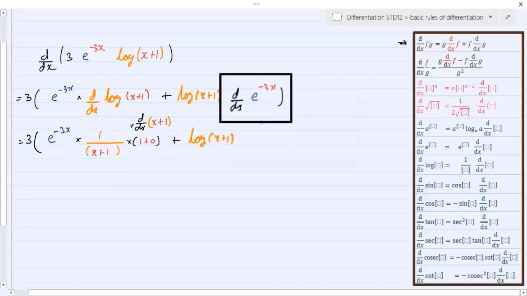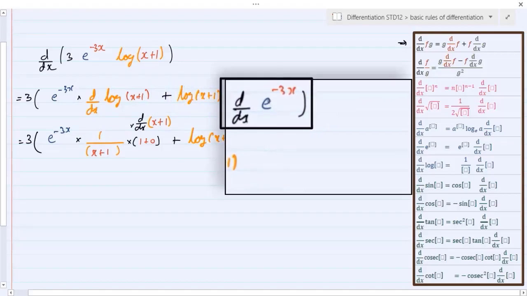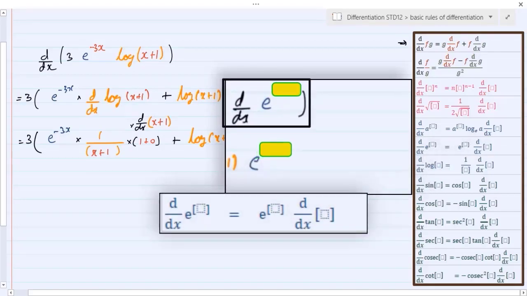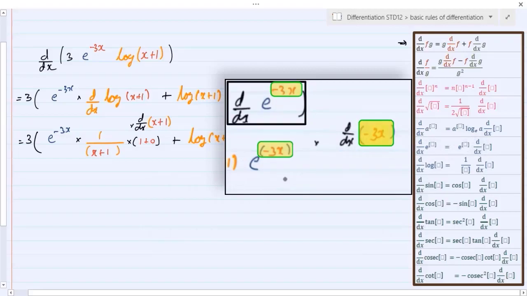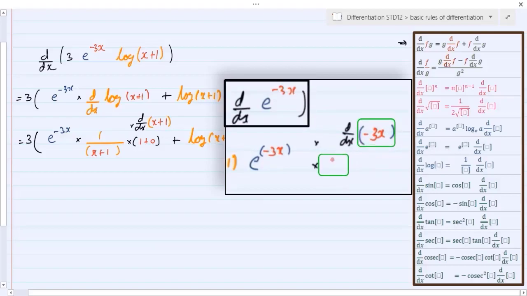Differentiation of e raised to minus 3x, or we can say differentiation of e raised to box, is e raised to box into d by dx of your box. Within the box we have minus 3x. So we just have to multiply differentiation of minus 3x, or we can say coefficient of x, which is minus 3.